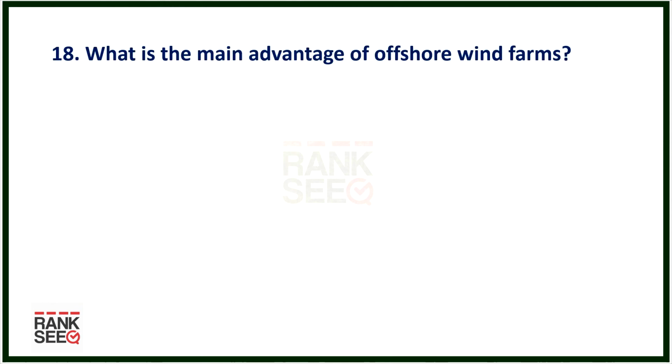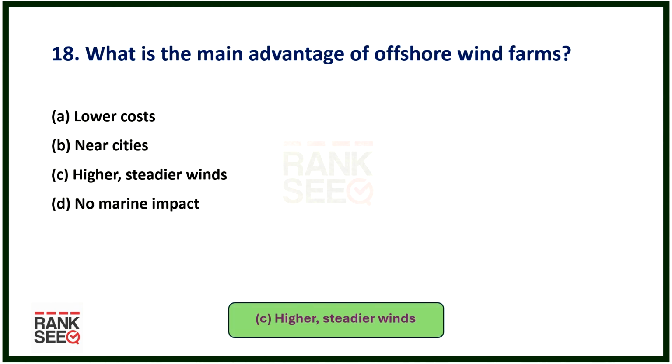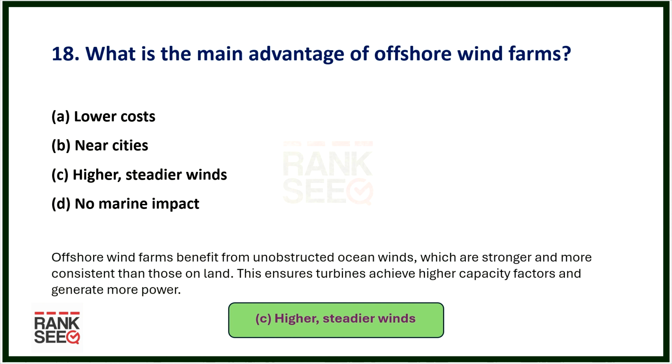What is the main advantage of offshore wind farms? A. Lower costs. B. Near cities. C. Higher, steadier winds. D. No marine impact. Correct answer: C. Higher, steadier winds.